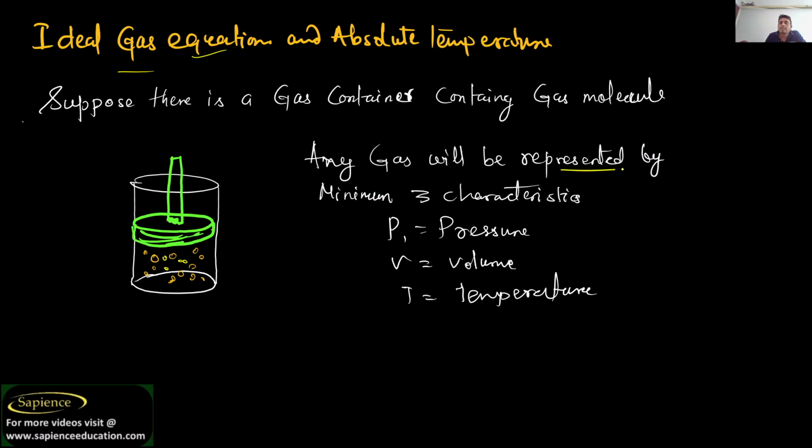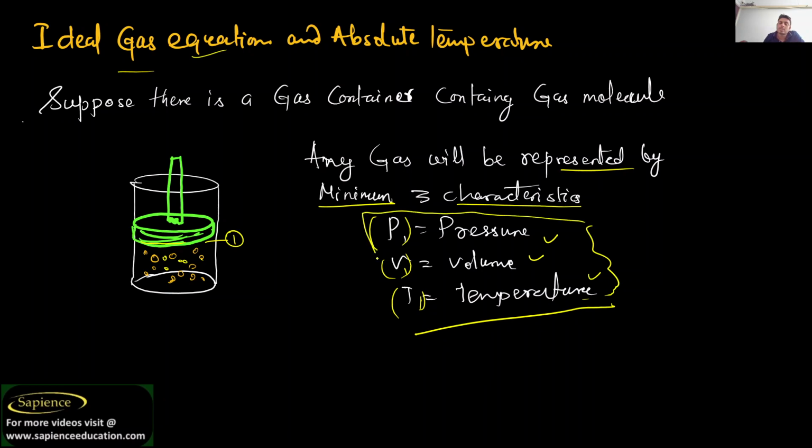Any gas will be represented by a minimum of 3 characteristics. For example, for the first state, it has a pressure P1, a volume V1, and a temperature T1, right? So these are the pressure P1, volume V1, and temperature T1. By using these characteristics, we can tell what the actual state of the gas is. So for the state of a gas, you need 3 characteristics to represent any gas: what type of situation that gas is in, what the pressure is, what the volume is, and what the temperature is.